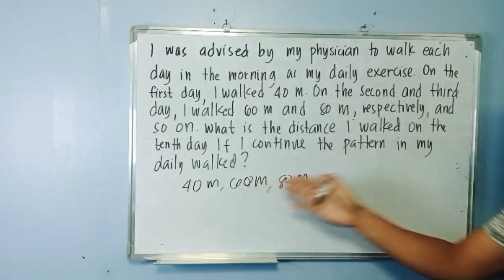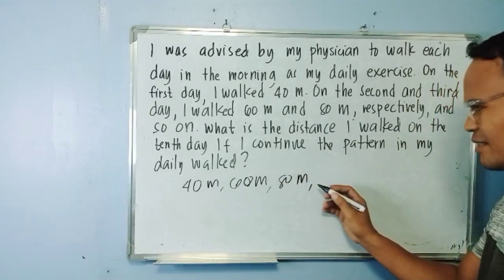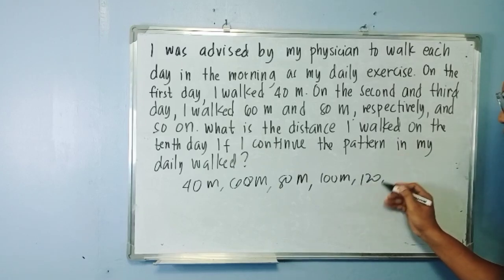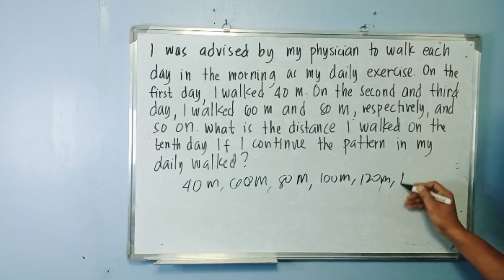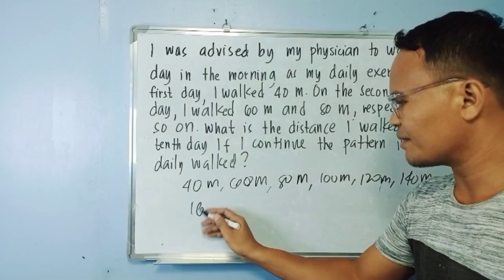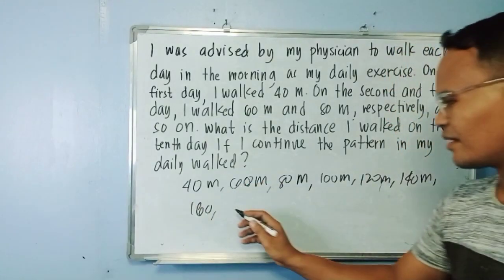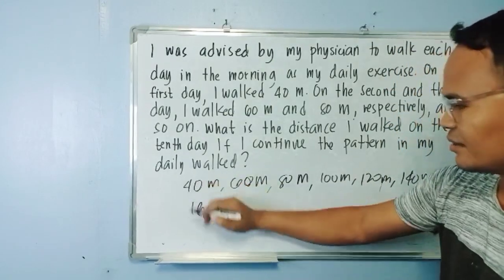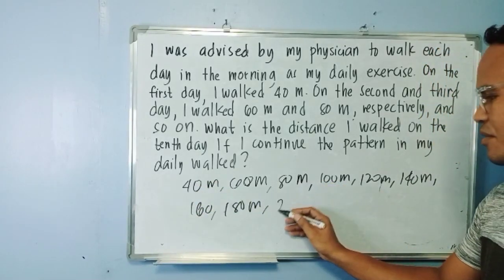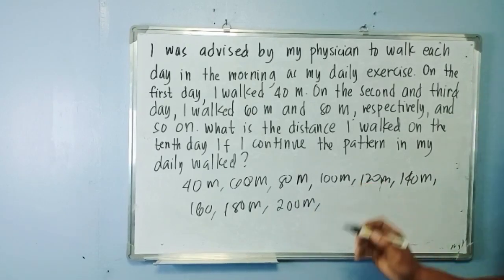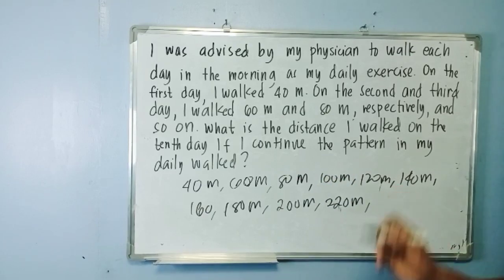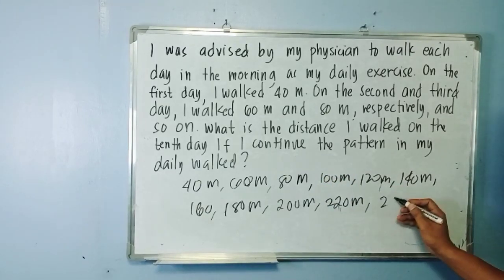If the pattern is continued, what is next to 80? That's 100 meters. What is next to 100? 120. What is next to 120? That's 140 meters. What is next to 140? 160 meters. What is next to 160? That's 180 meters. Next to 180, that's 200 meters. Next to 200, 220 meters. Next to 220 meters, that is 240 meters.